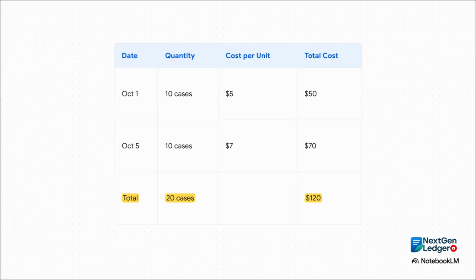Let's use a really simple example to see this in action. A phone shop buys 10 phone cases for $5 a pop. A few days later, prices have gone up, and they buy 10 more of the exact same case, but this time they pay $7 each. So now they have 20 identical cases that cost them a grand total of $120.